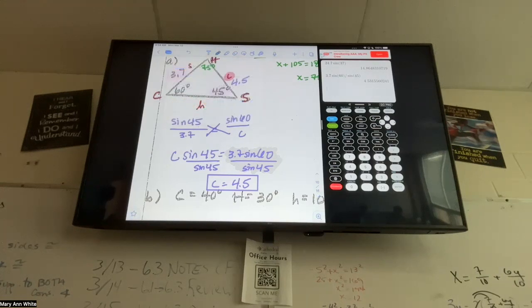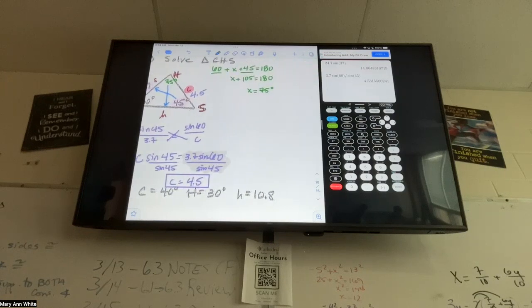Charlie, question? We definitely could have solved for h first. They're independent of each other, so I just chose c first, but you could have done h first. So now I'm gonna do sine of 45 over 3.7 again, and now that's gonna be equal to sine of 75 over h.